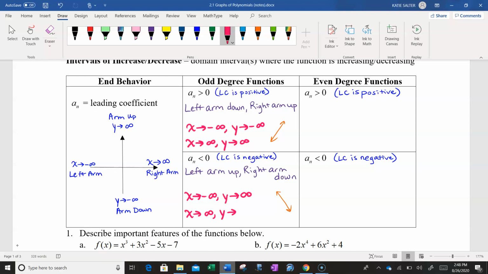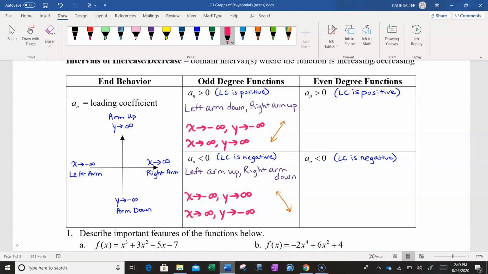As x goes to infinity, y goes to negative infinity, because the right arm is down. Something that is significant about odd degree functions is the arms always go in the opposite direction. Anytime you have a linear function, a cubic function, a quintic function, or any function of odd degree, the arms always go in different directions. When you look at it goes to negative infinity and positive infinity, one arm's up, one arm's down. If both arms are going the same direction, you're messing up or it's not an odd degree function.